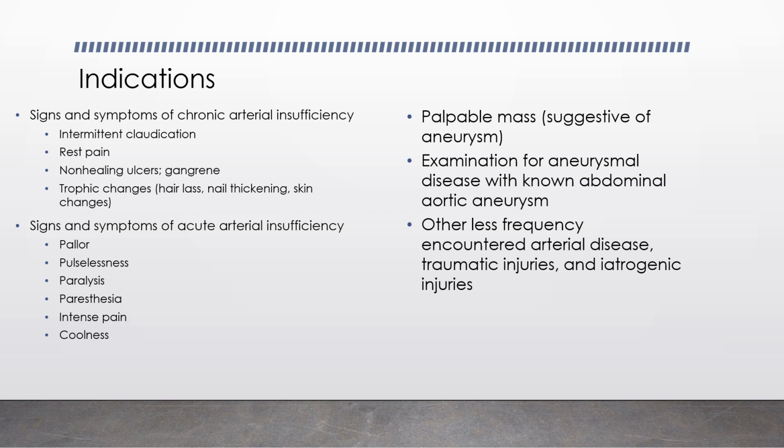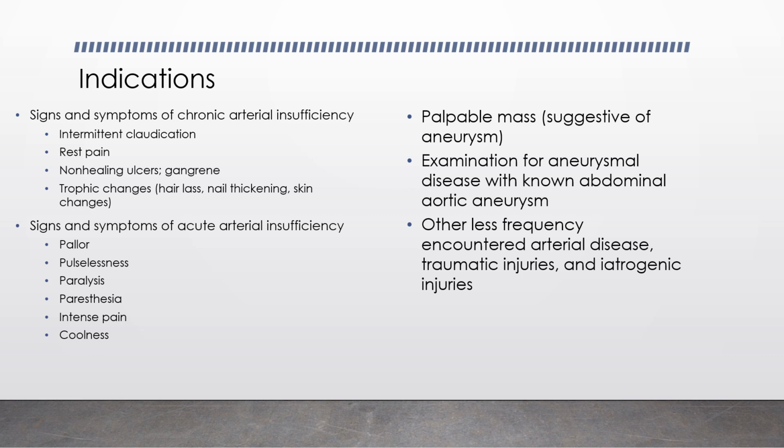And then you're going to begin a physical exam. Some other signs that we see of arterial insufficiency are pallor or paleness of the skin, pulselessness, paralysis, paresthesia, intense pain, or coolness. And when you're doing a lower extremity arterial, especially if you're doing it bilaterally, or maybe if you just have a patient with pain in one particular side, you're going to want to make sure and evaluate and compare the color on both of the legs, looking for pallor.